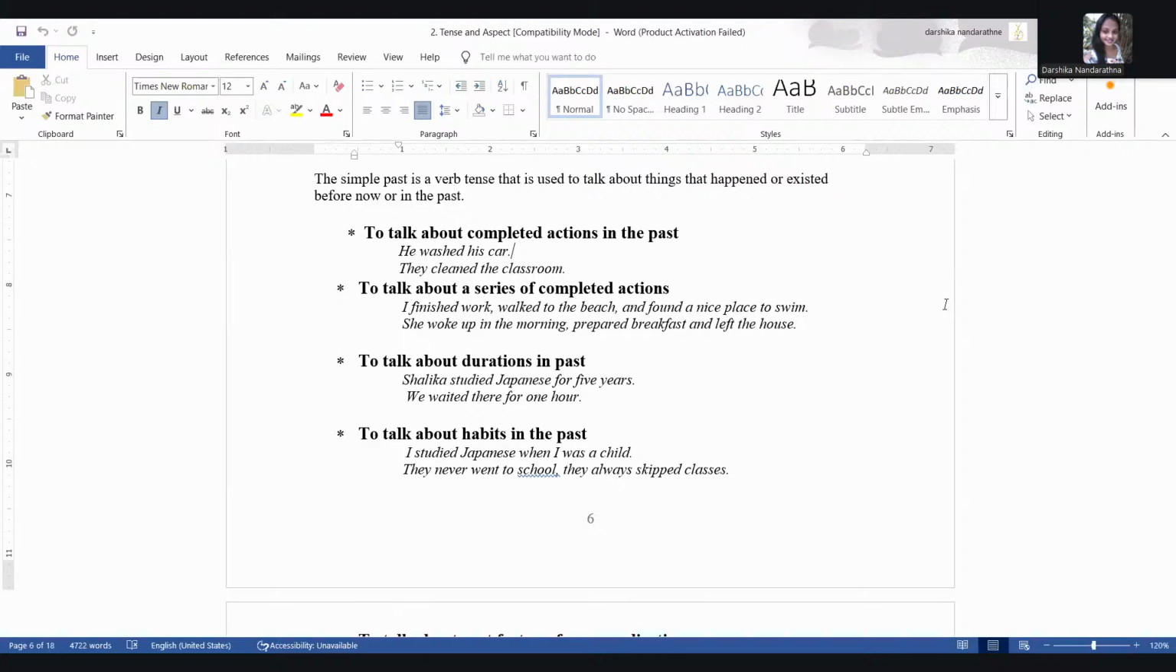To talk about habits in the past. I studied Japanese when I was a child. They never went to school. They always skipped classes. Okay, so here you can see past habits, Pute. I told you that to talk about habits, we use simple present tense. But they should be habits that belong to the present.